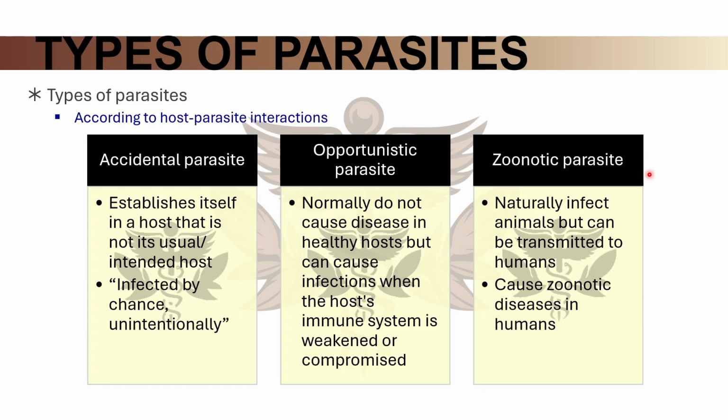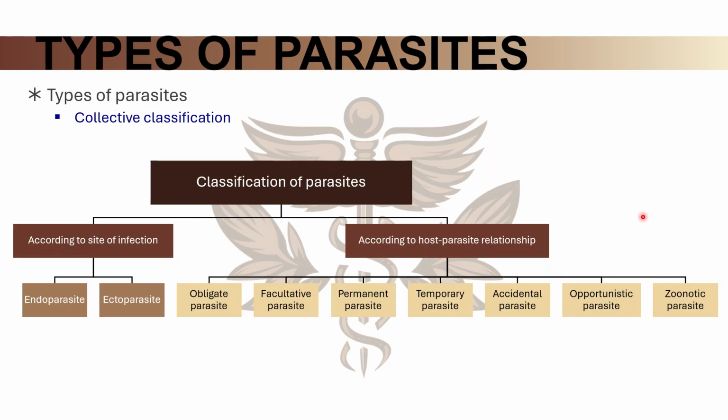The difference between accidental parasites and zoonotic parasites is that for an accidental parasite, the atypical host is undesired and often a dead end for them. In many cases, they can't complete their development or reproduce in the host, whereas zoonotic parasites are important to study as they cause diseases that can affect public health. This is a summary slide of the two classification systems that we just covered.